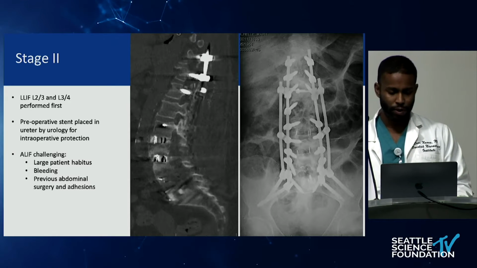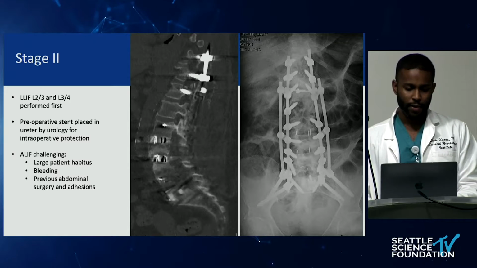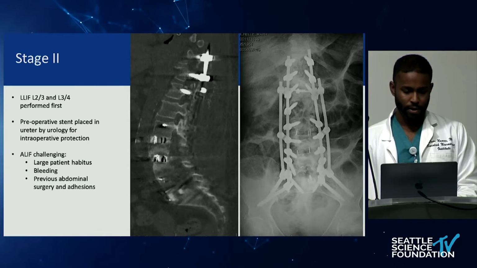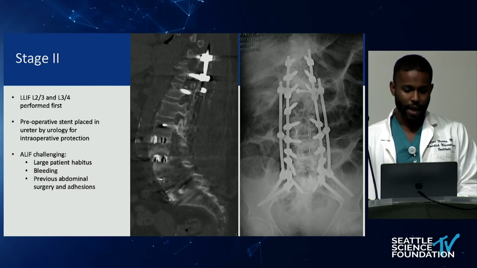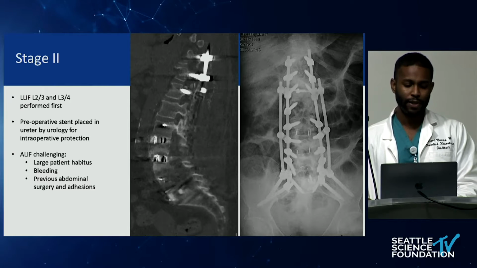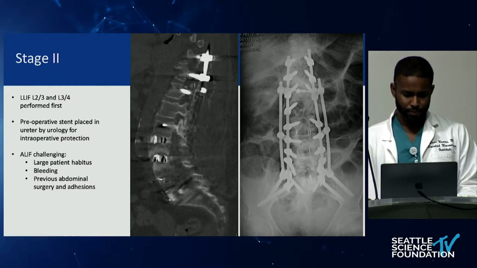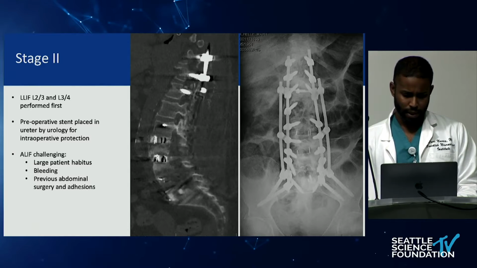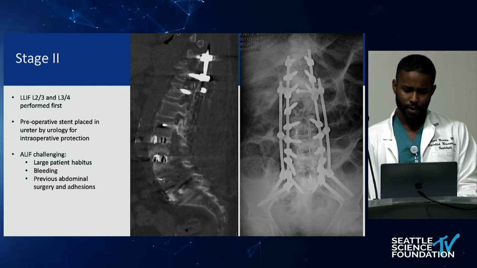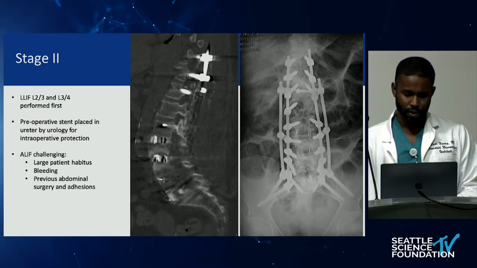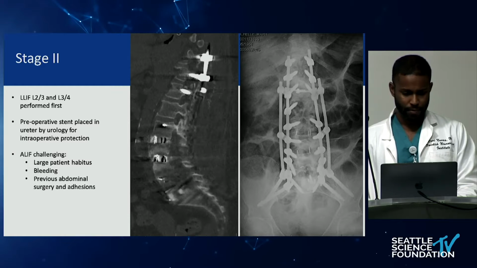It was a combined approach with a vascular surgeon colleague. This patient had a very large habitus. There was significant bleeding, and she also had a history of previous abdominal surgery that left significant adhesions. However, the interbodies were placed without issue, and as you can see here, these are the postoperative films with adequate hardware placement and no issues in terms of her implants.